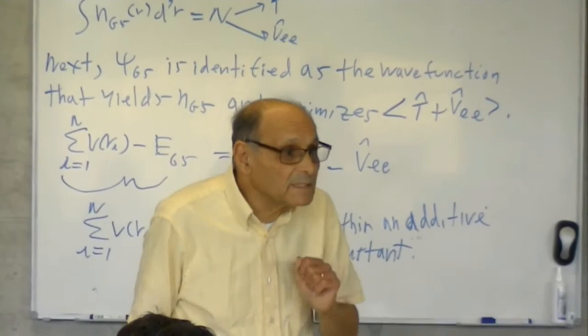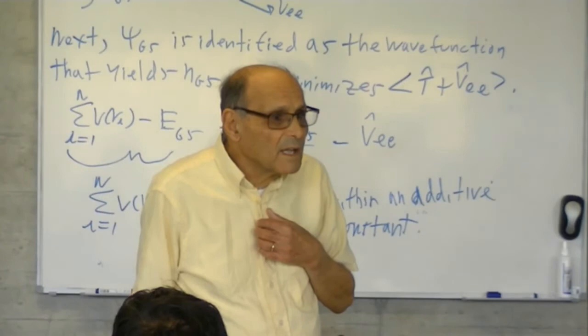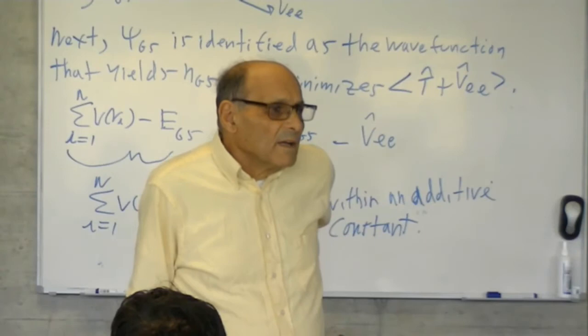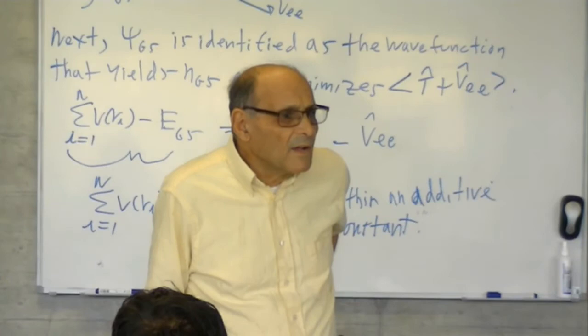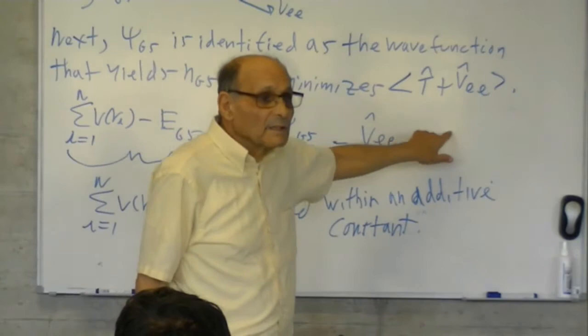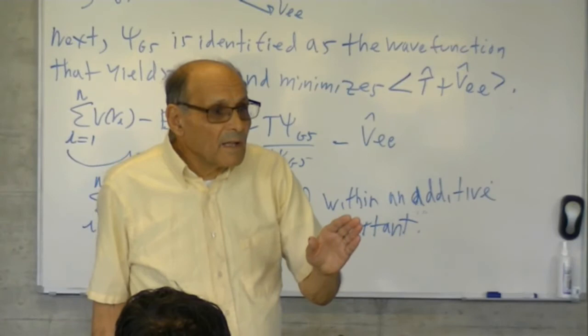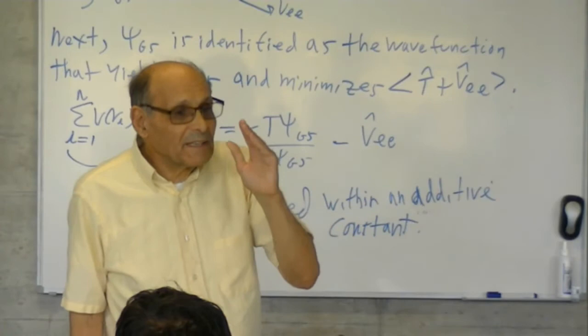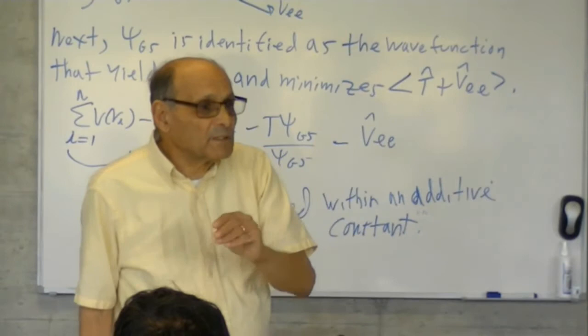I assume this constant is also the case when we're using psi rather than the density to determine the energy. Well, we just said psi gs is identified as the wave function that yields n gs and minimizes the energy, minimizes T plus V_ee. The energy due to the external potential is set, because all wave functions that yield a given density have the same integral with respect to the external potential.